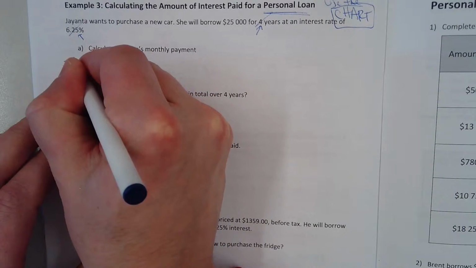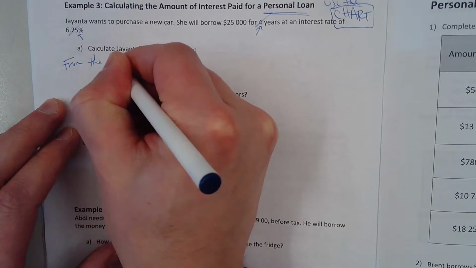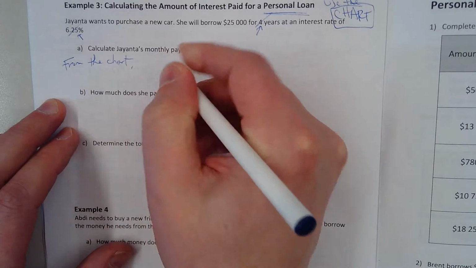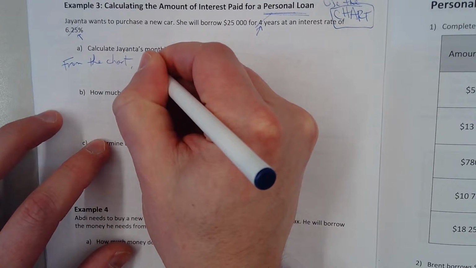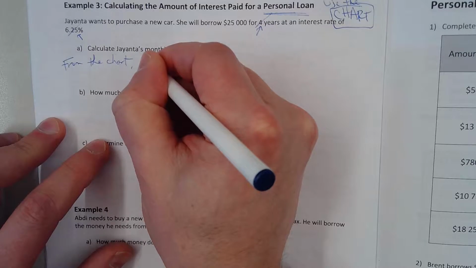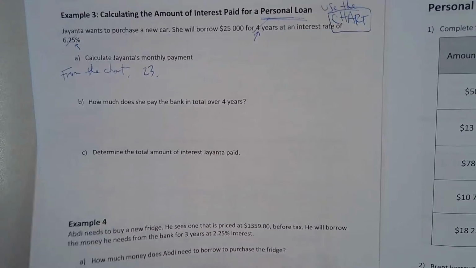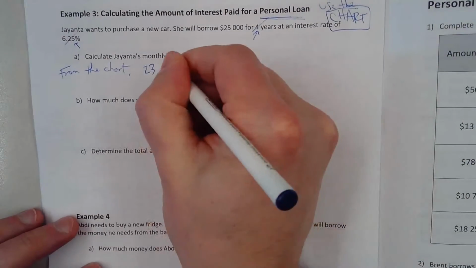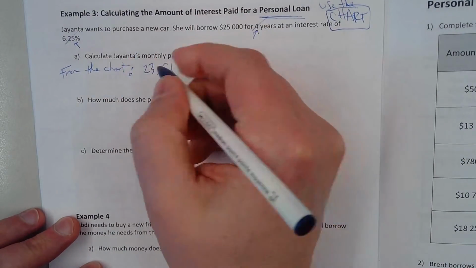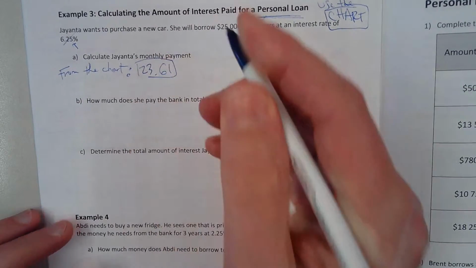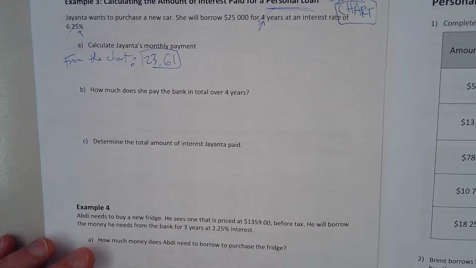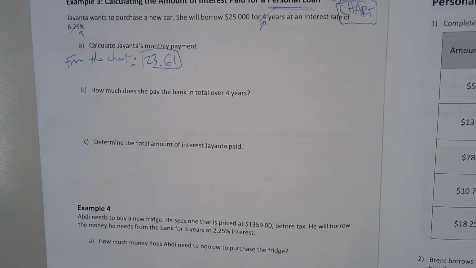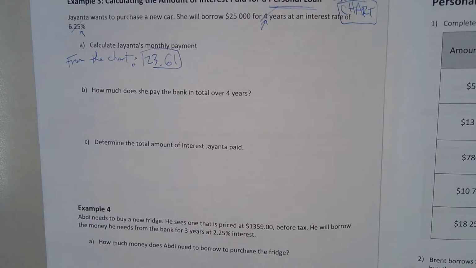So from the chart, I get, what did I say, 23.61? Yep. From the chart, $23.61. So we just use the chart data to find that number. That would be your first mark, like if it was a test question. You got the right number from the chart.